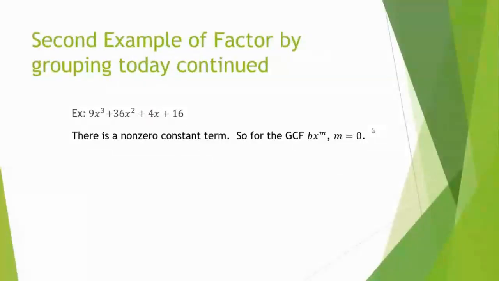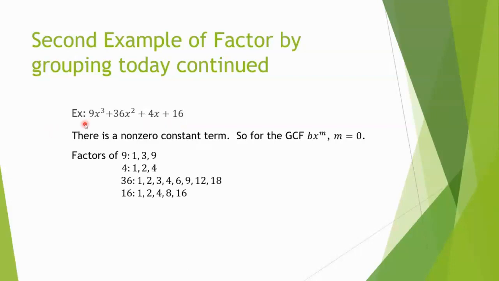Okay, so basically you can notice that there's a non-zero constant term. That tells us, when we're finding the GCF, which is what you always want to do first, that the m is going to be 0. In other words, there's a term here that has no variables in it, so we can't factor x out of every term.